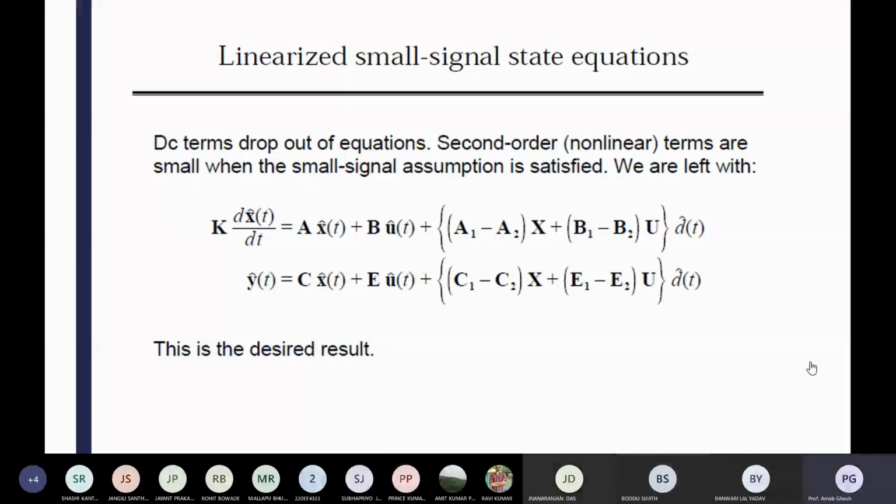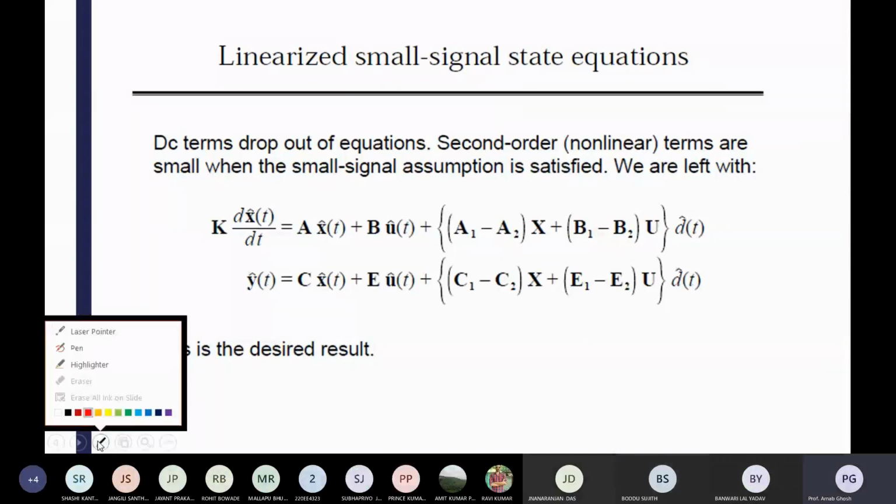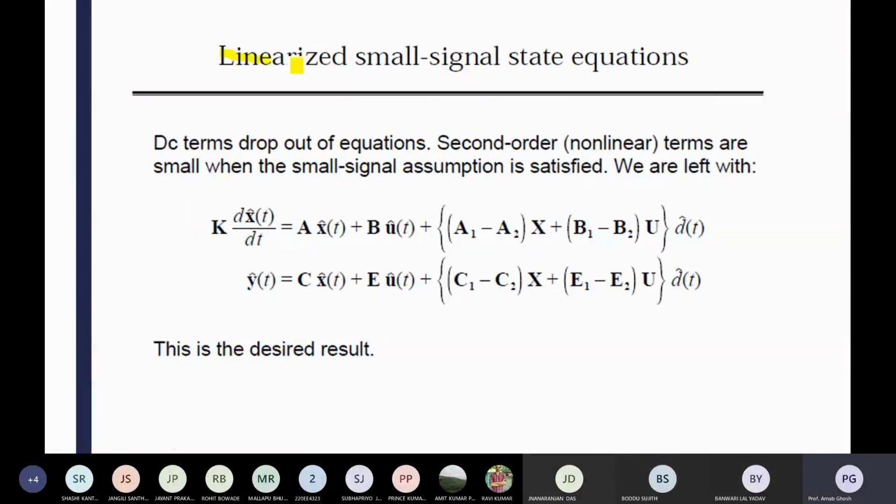So in my last class, I discussed linearized small signal state equations in generalized form. Here you are able to see the equations.